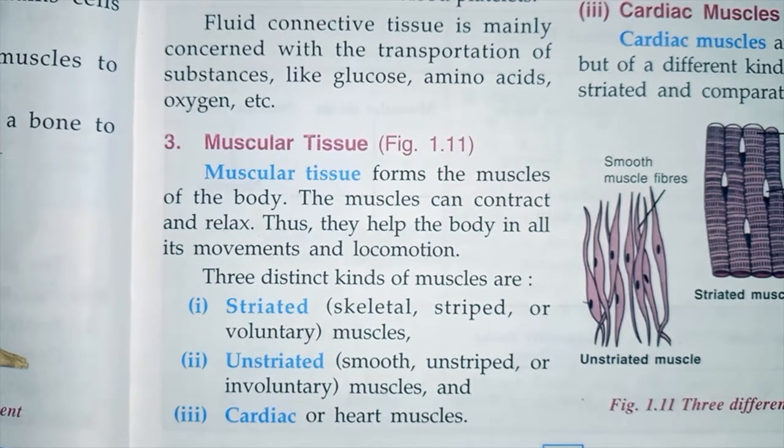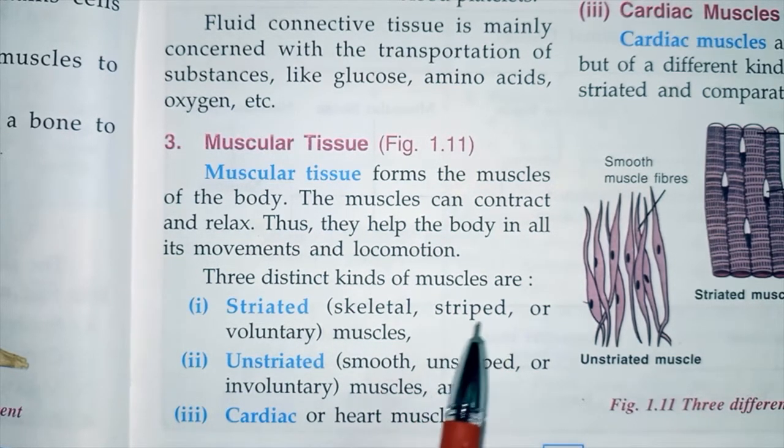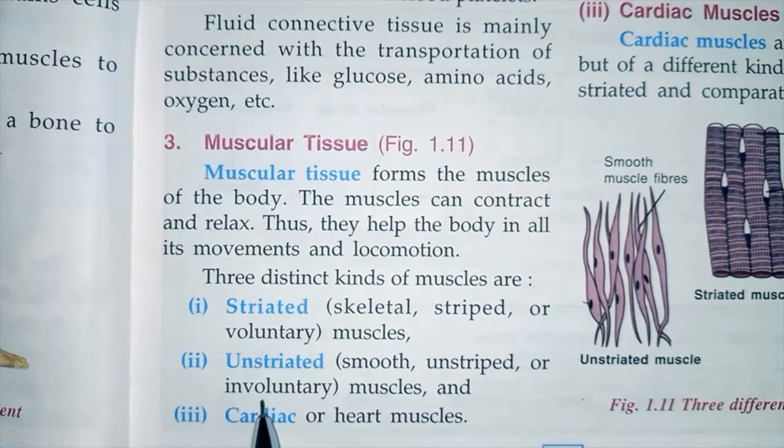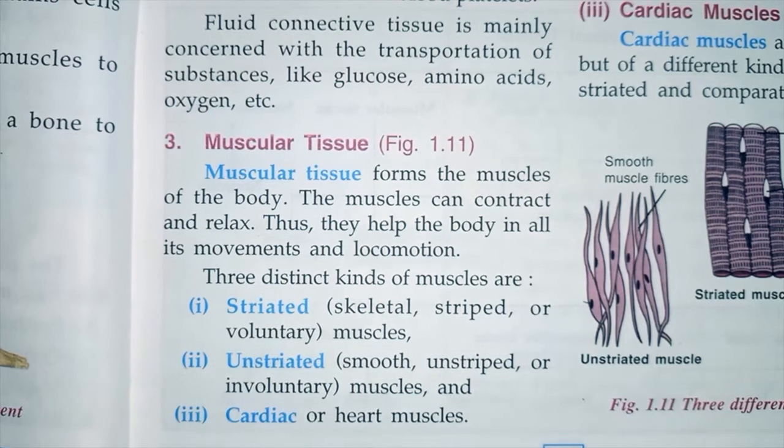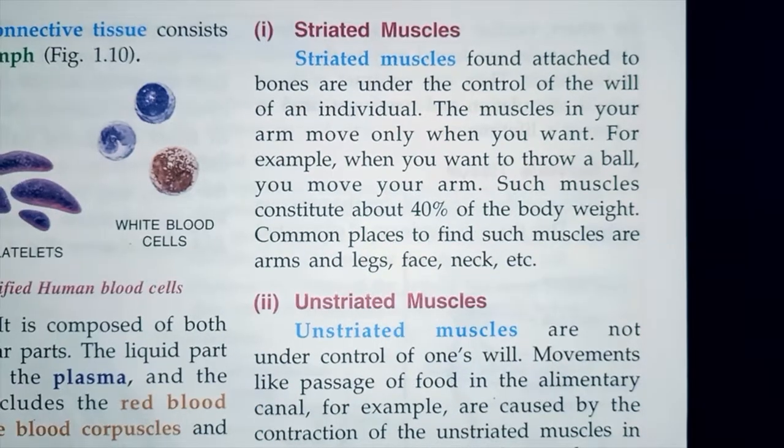Now, there are three kinds of muscles. Number one is striated, other names are skeletal, striped or voluntary muscle. Number two is unstriated, the other names are smooth muscles, unstriped or involuntary muscles. And number third is cardiac or heart muscles. This is present only in our heart.